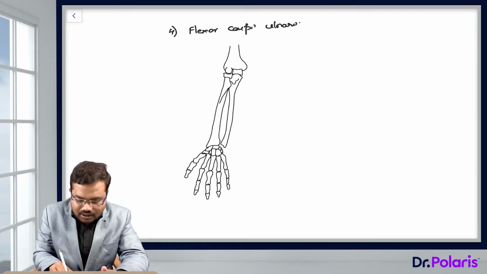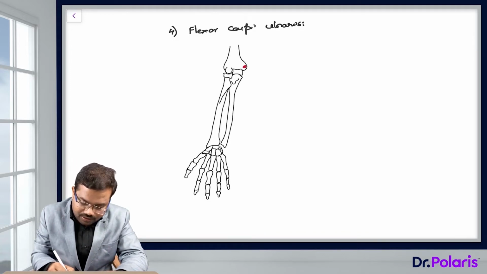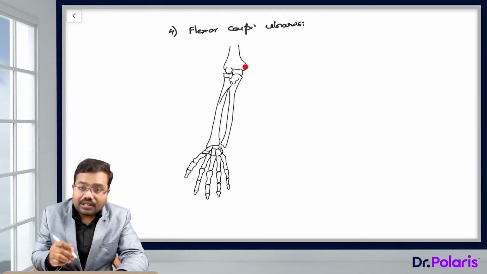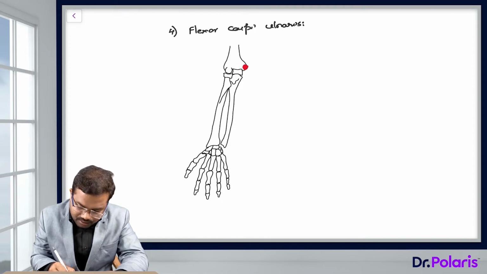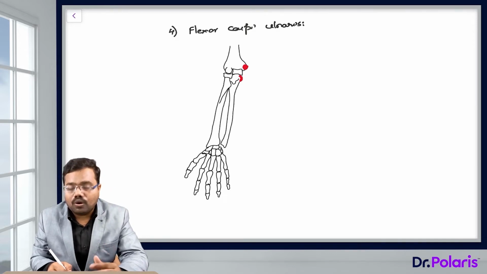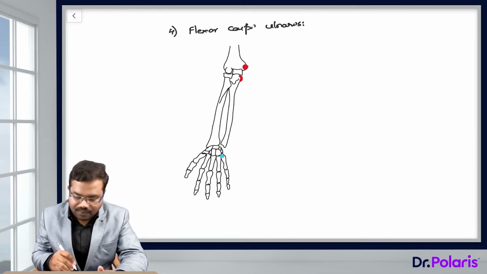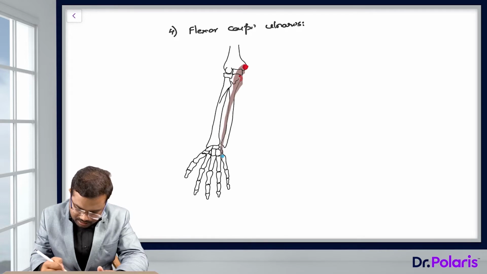Just like the other muscles, the common origin for the flexors is the medial epicondyle. Here also it will be originating from the medial epicondyle. From there, it will be extending. It's not only the medial epicondyle, but a part of it will be originating from the medial part of the olecranon process. So it will be two origins. From there, it will be going down and inserting on the base of the fifth metacarpal. So this is one head and this is another head. Both the heads fuse and then come and insert here.